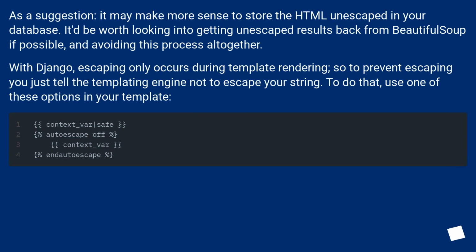As a suggestion, it may make more sense to store the HTML unescaped in your database. It'd be worth looking into getting unescaped results back from Beautiful Soup if possible, and avoiding this process altogether. With Django, escaping only occurs during template rendering, so to prevent escaping you just tell the templating engine not to escape your string. To do that, use one of these options in your template.